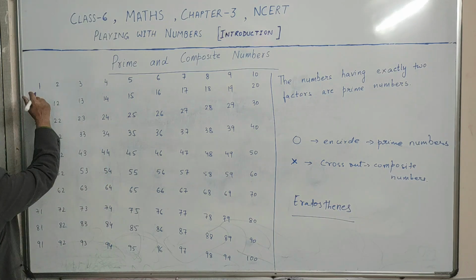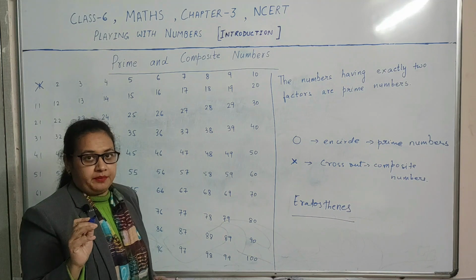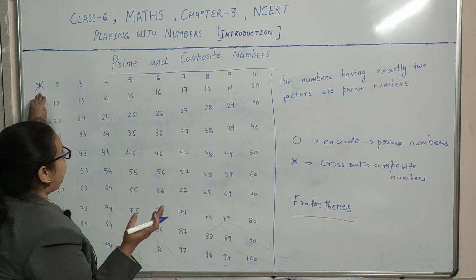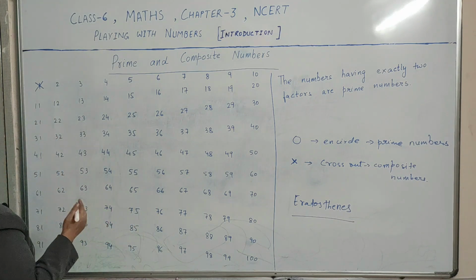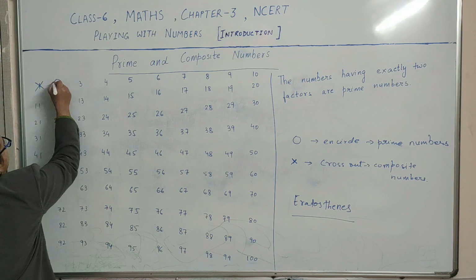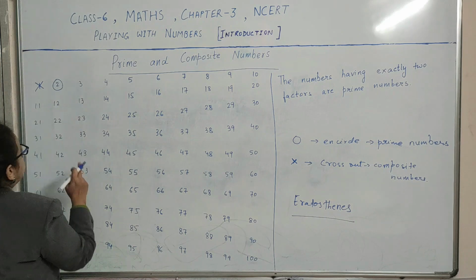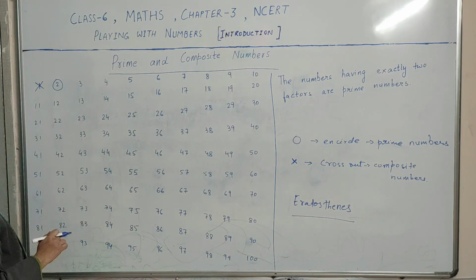First I will cross out 1 because 1 is not a prime number, nor is it a composite number. So now we are finding the prime numbers. We will cross out 1 because 1 is not a prime number. Now I will encircle the prime number. So I have encircled 2 because 2 is a prime number, right?